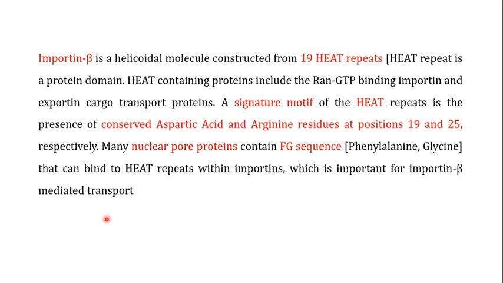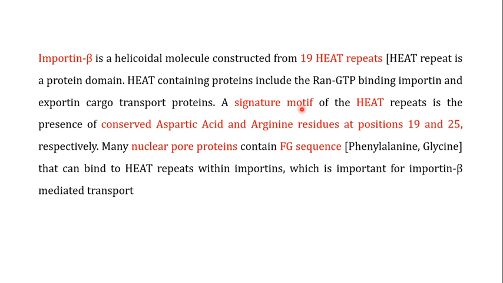Now, if you talk about Importin-β, this Importin-β is a helicoid molecule constructed from 19 HEAT repeats. Now what are these HEAT repeats? The HEAT repeat in Importin-β is a special protein domain, and different kinds of proteins contain these HEAT repeats. They are the RAN GTP binding Importin and the Exportin cargo transport proteins. So these are just two examples where the HEAT repeats are present. The RAN GTP binding proteins have these HEAT repeats, and the Exportin protein that we'll discuss in the next video also has these HEAT repeats.